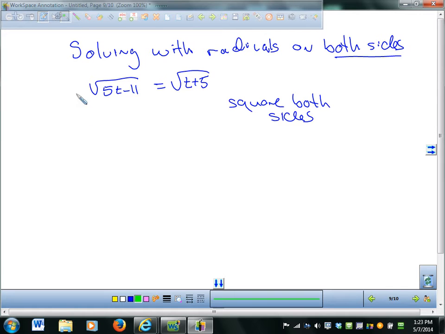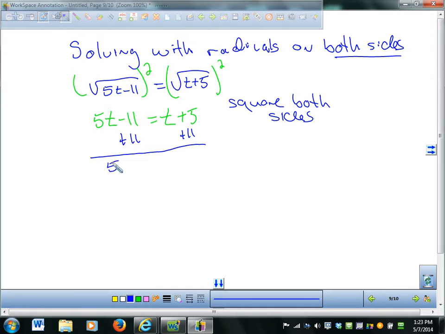If I square this side, what do I get? What happens to the square root? It goes away, so I get 5t minus 11. If I square this side, I get t plus 5, because all this squaring does is make the square root go away. And then I just solve this like a normal equation. So what do I do first? Plus 11 to both sides, right? That gives me 5t equals t plus 16.